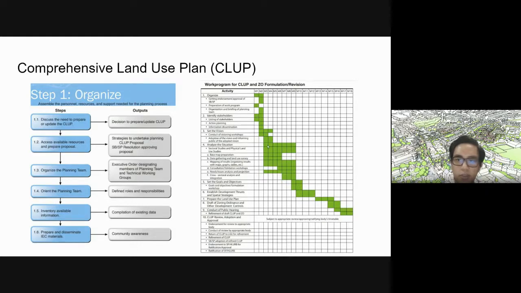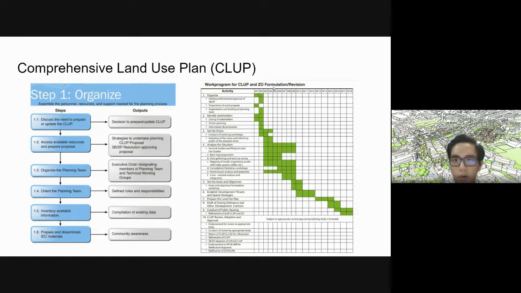Analyzing the situation, 1, 2, 3, 4, 5, 6 months. That activity includes sectoral studies, base map preparations, data gathering and survey, mapping of the results, consultation workshops, needs issues and analysis projection, cross-sectoral analysis, etc., etc. And then setting the goals. This will need another workshop. Establishing development thrust and spatial strategies is also another workshop, probably taking about 3 months.